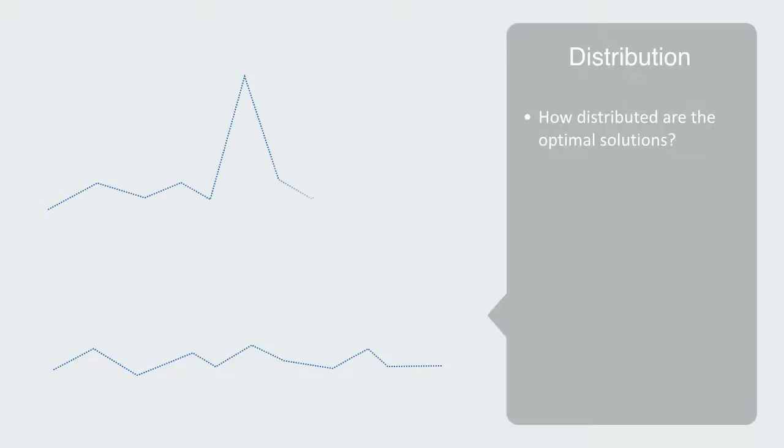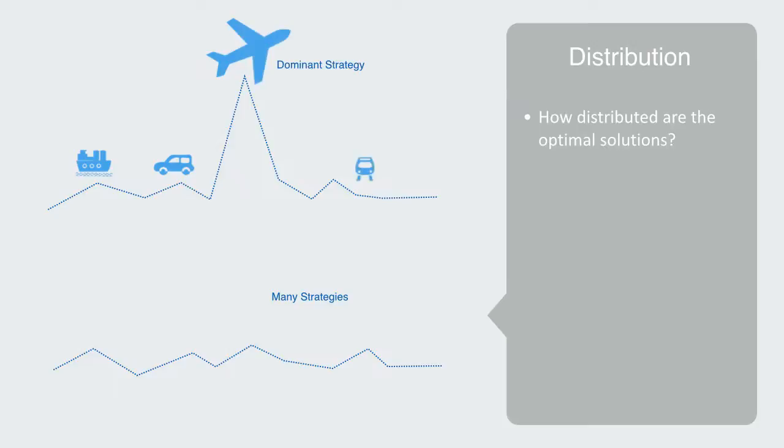Next, how distributed are the optimal solutions? Is there just one dominant strategy that will drastically outperform all others, or are there many different viable solutions? For example, in terms of intercontinental passenger transportation, air travel drastically outperforms all other methods with respect to time. If we create a fitness landscape of the different methods, we would see one dominant mountain in the center with lots of other much smaller peaks around it.